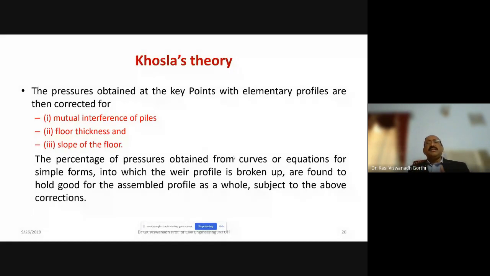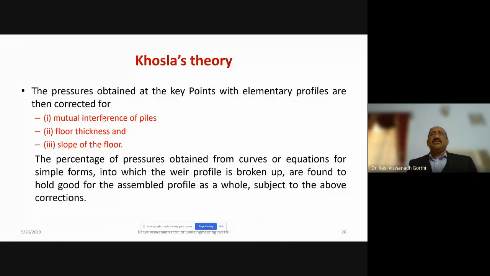So you are taking the cases separately: elementary profile with only upstream pile, and elementary profile with the downstream side. Separately you are taking the cases. But when you assemble, naturally you need to consider the correction, because there are two piles now. So you need to go for the interference of the piles. What is the correction required to be applied for this mutual interference of the piles?